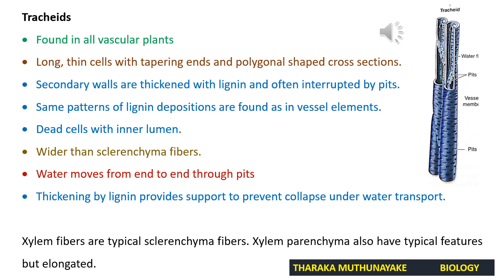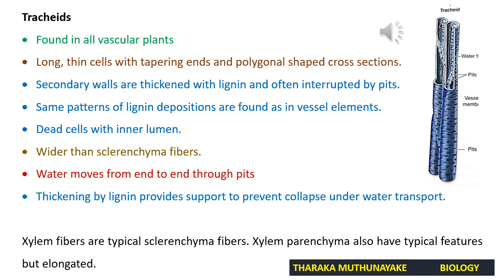We mentioned those patterns previously. Look at those again. Here, this is a dead cell with a lumen. It is similar to a vessel element, but wider than sclerenchyma fibers. If you consider the fiber also, just recall, the shape of the fiber is also like this. But you can easily distinguish a fiber from a tracheid. How? Fibers are comparatively narrow. That means, in other words, tracheids are comparatively wider. And also, tracheids have a comparatively thicker secondary cell wall than a fiber. Those features can be used to distinguish a tracheid from a fiber. Remember those, and put a note in your notebook.